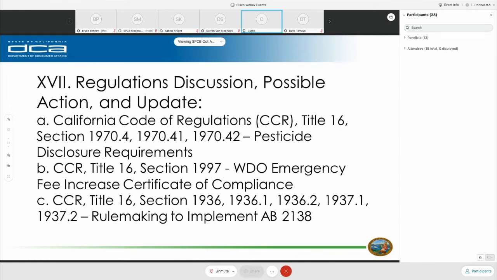Okay, moving to Title 16, 1997, the WDO emergency fee increase. I think that was filed with the Secretary of State. Susan, can you update us on this item? Sure. So yes, it was filed with Secretary of State. It was filed on September 14th, 2020. So our WDO fee increase now to $4 is permanent.